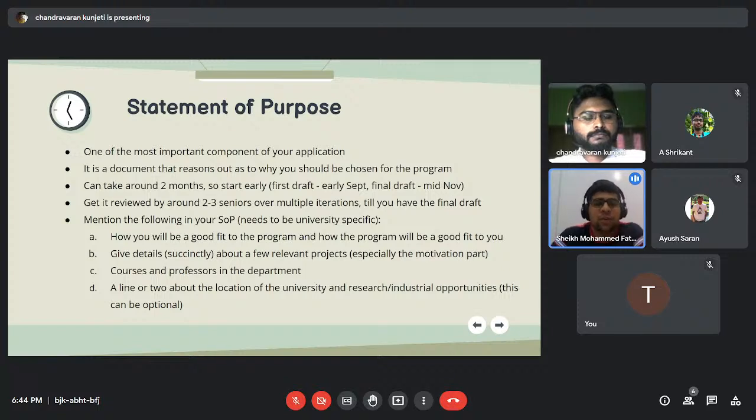And the following points must be mentioned in your SOP. These needn't necessarily be there, but it's always best that you have these points in your SOP, and it'll really help your application stand out. So the first is how you'll be a good fit to the program and how the program will be a good fit to your academic requirements. And it is very important that you research well on the universities and see how well this program is going to align with your field.